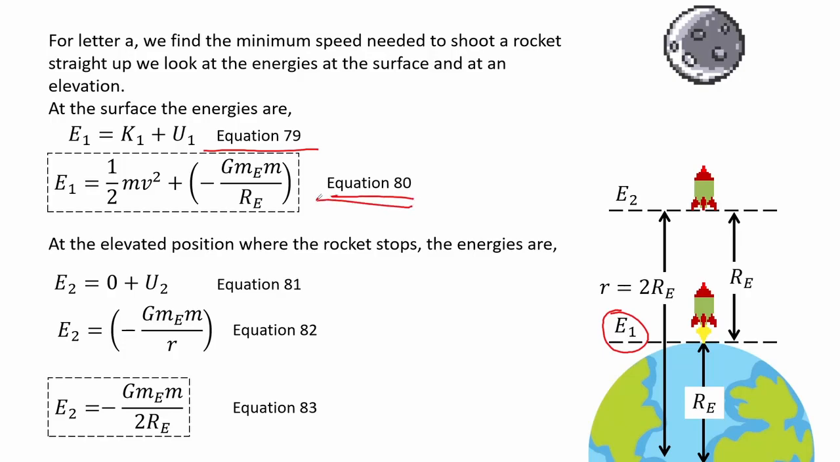Now, at the elevated position where the rocket perhaps runs out of fuel and stops moving, the energies are shown in equation 81. Here we see it has only the gravitational potential energy and we have equation 82. Since the distance is just equal to the Earth's radius, then the distance r, measured from the Earth's center, is equal to twice the Earth's radius, and we have the energy shown in equation 83.